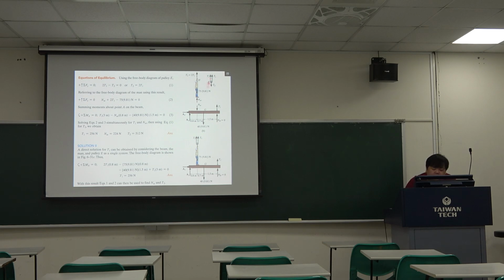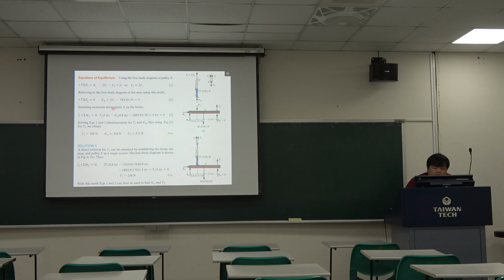Okay, then when we finish this three-member free body diagram, we can do the equation of equilibrium. So first we focus on the pulley E, then we do the summation Fy equals 0. So 2T1 equals T2. Okay, so we can put a relationship between T1 and T2.